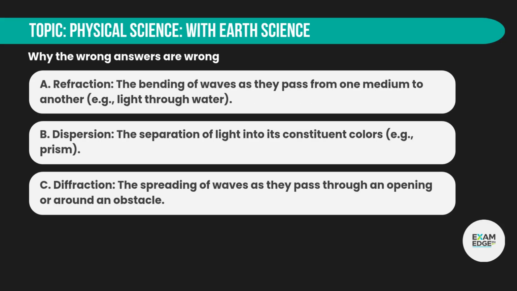Why the wrong answers are wrong? A. Refraction. The bending of waves as they pass from one medium to another, e.g., light through water. B. Dispersion. The separation of light into its constituent colors, e.g., prism. C. Diffraction. The spreading of waves as they pass through an opening or around an obstacle.